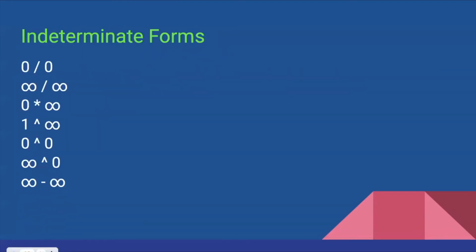And now we're getting into L'Hopital's rule. So first of all, these are some indeterminate forms of limits. All right, so you don't know what these are. These can be many values.